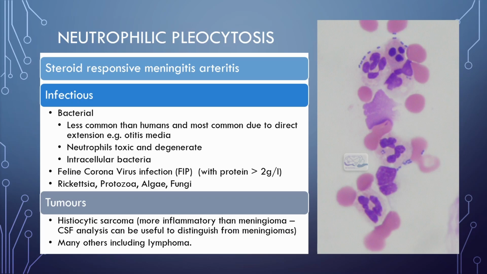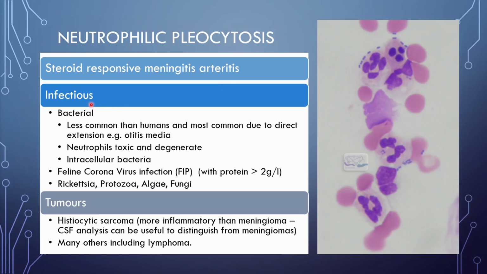So what diseases are associated with a neutrophilic pleocytosis? Well, probably the most common one that we see is steroid-responsive meningitis arteritis, and this is an autoimmune disease against some component in the blood vessel, and it's characterized by inflammation in the arteries and in the meninges, and overwhelmingly a population of neutrophils unless the disease becomes chronic, and we'll go on to that later.